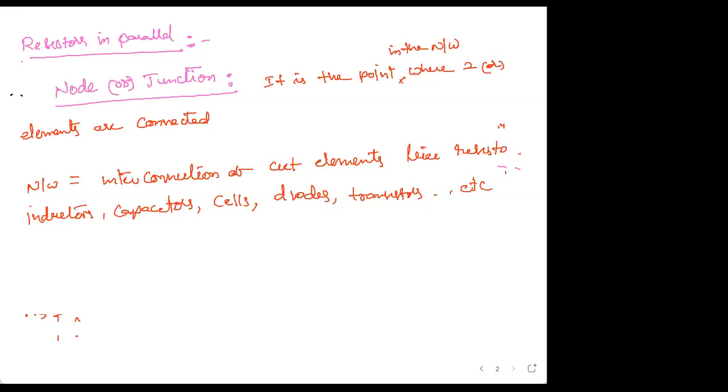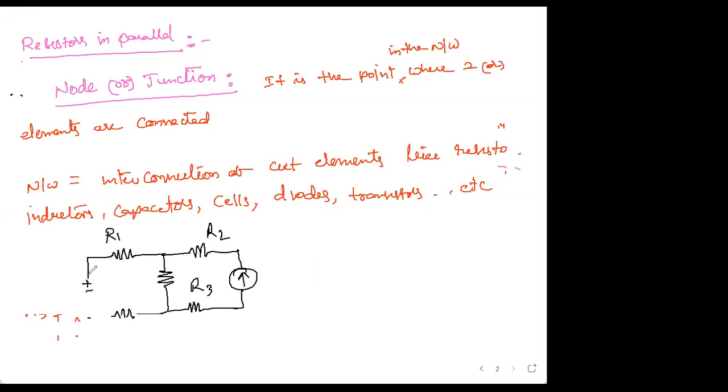Previously, I have drawn one circuit like this. In the previous slide, we have seen R1, R2, R3. Let us use the same. Here on this side one source is there, and on this side another source is there. Source 1, source 2.